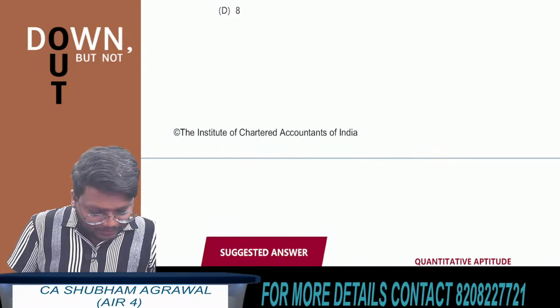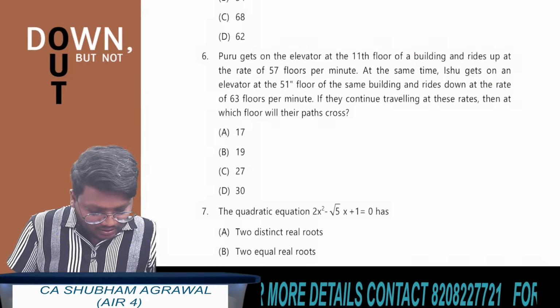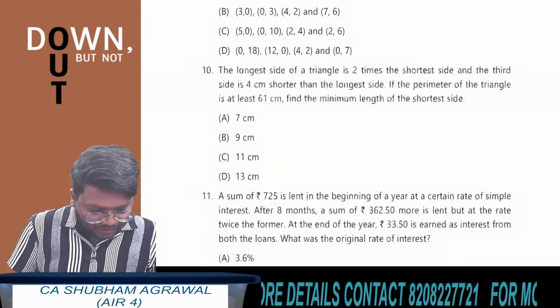In this paper, they have asked 2 questions of linear inequalities. Question number 9 and question number 10. Okay, how to get the answer for this question number 9? They have given 6x plus y is greater than or equals to 18. This is the first inequality. X plus 4y is greater than or equals to 12. This is the second inequality. And 2x plus y is greater than or equals to 10. This is the third inequality. Which of the following are correct solutions?